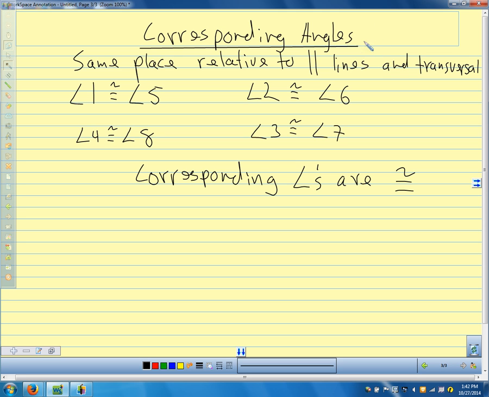A lot of geometry books use this as our postulate for parallel lines. Our book uses another one of these, and we'll talk about it when we get there. So, our corresponding angles are congruent. Let's look at, to the left, alternate interior angles.